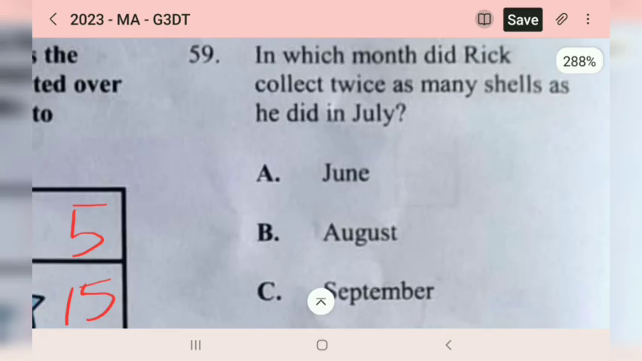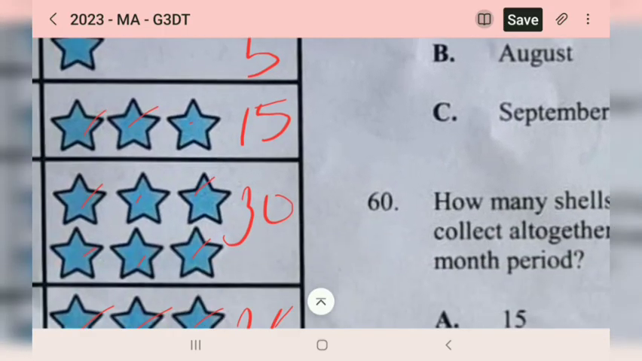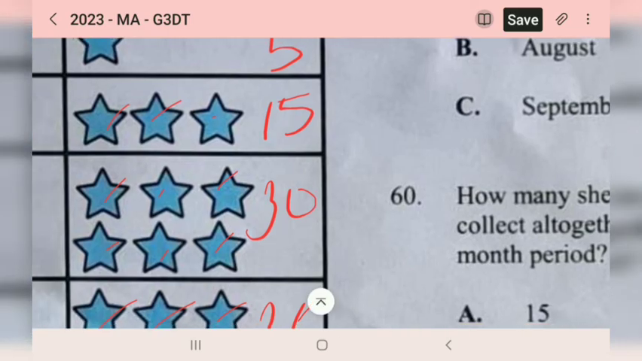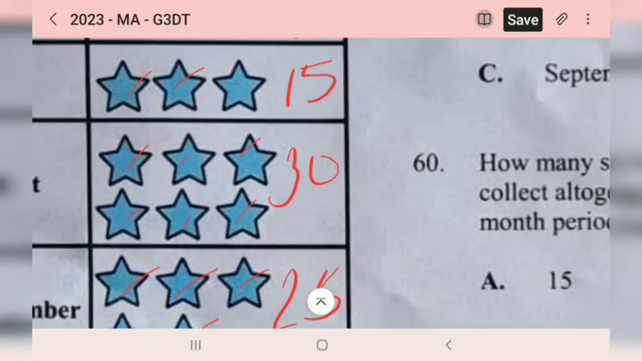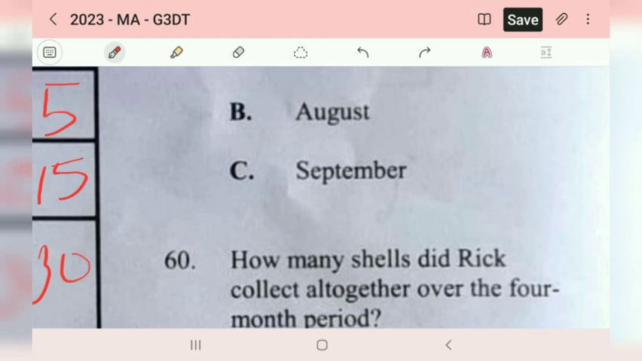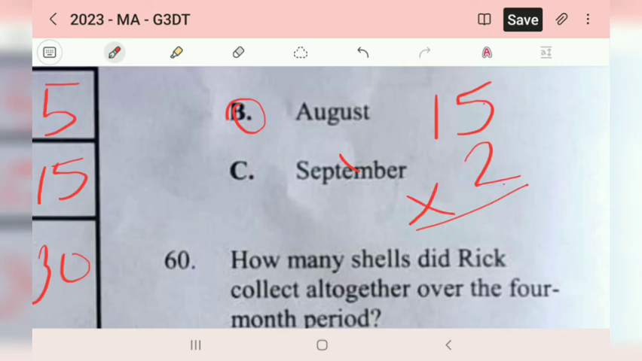59. In which month did Rick collect twice as many shells as he did in July? So in July he collected 15. 2 15s are 30. So it was in August that he collected twice as many shells. You can put down your 15, and because it says twice, meaning 2, you multiply by 2. 2 5s are 10. 2 1s is 2, plus the 1 you renamed is 3. So it's August, for 30.